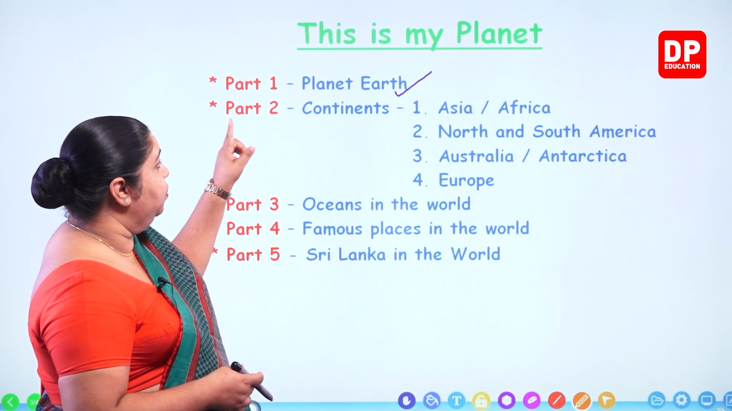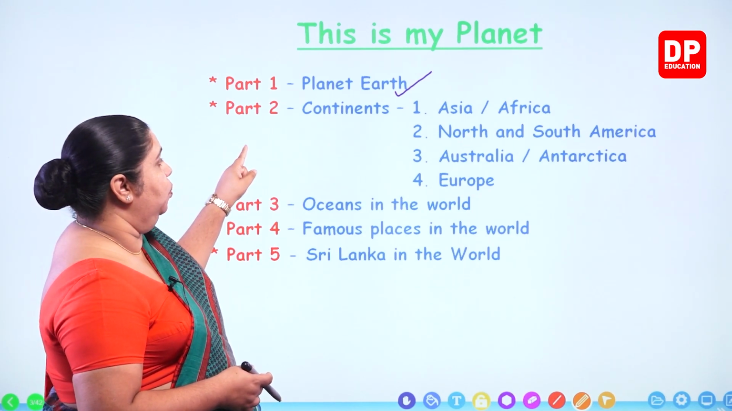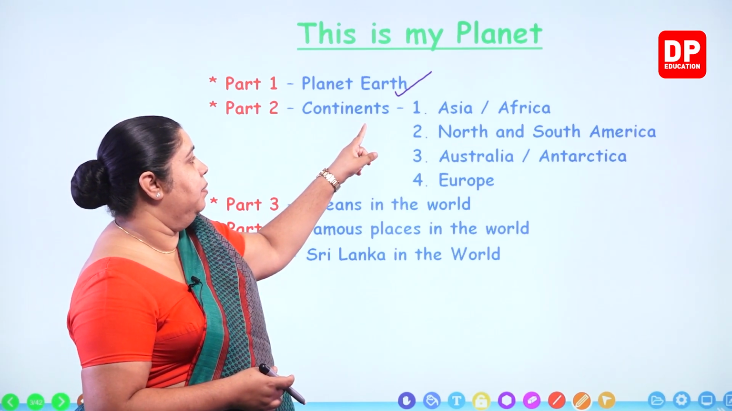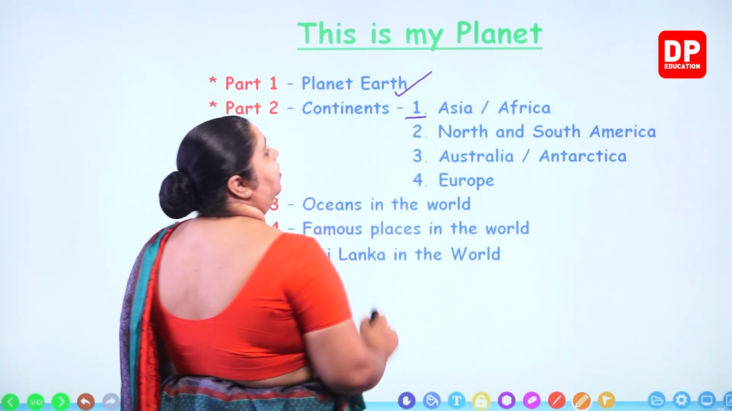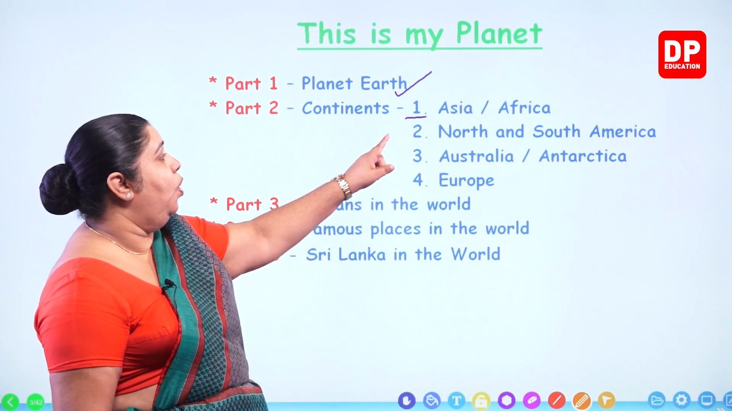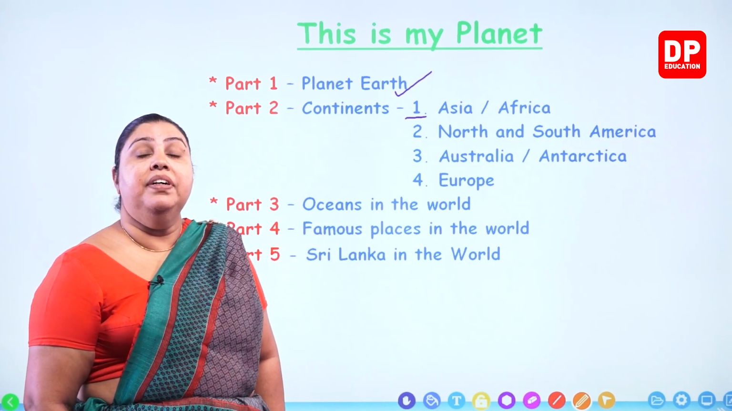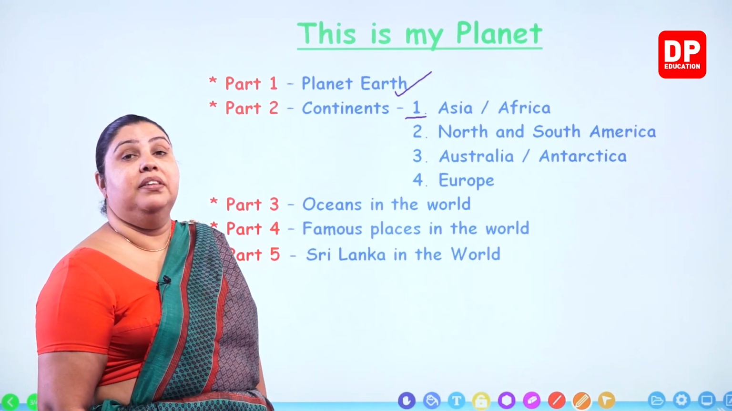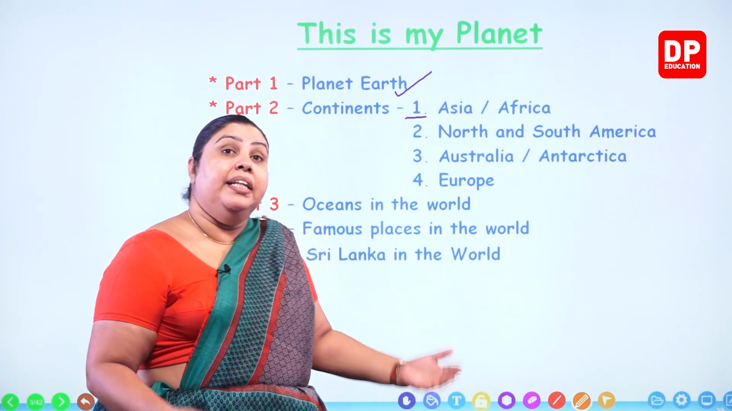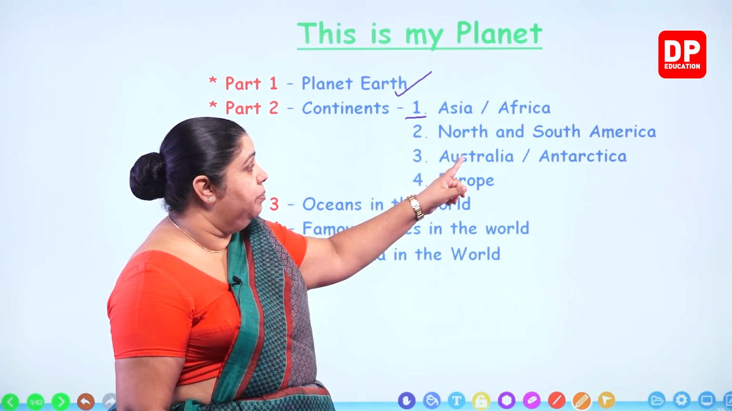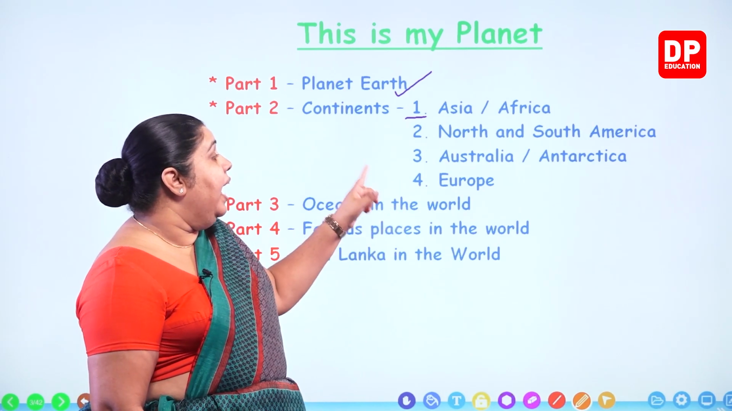Now lesson number 2, part 1 we have completed. Part 2 we are going to start talking about continents, and today it's the first lesson of the continents. We are going to talk about Asia and Africa. And then we have North and South America, we have Australia and Antarctica and Europe.